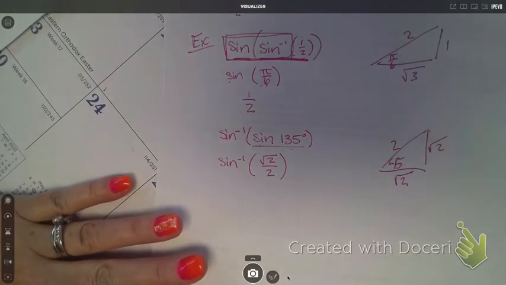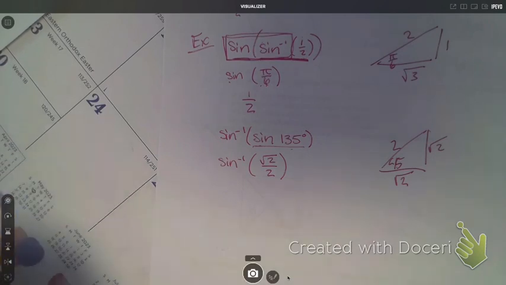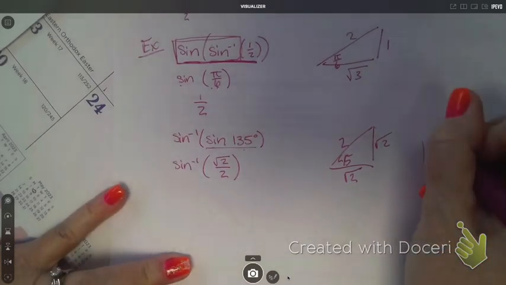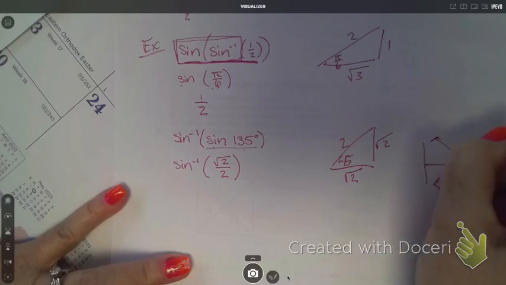And then that equals 135 degrees. Nope. What do you mean no? Does sine exist at 135 degrees anymore? No. Where's it going to give me the positive square root of 2 over 2? Where it exists. Where sine exists. Quadrant 1 and 4.